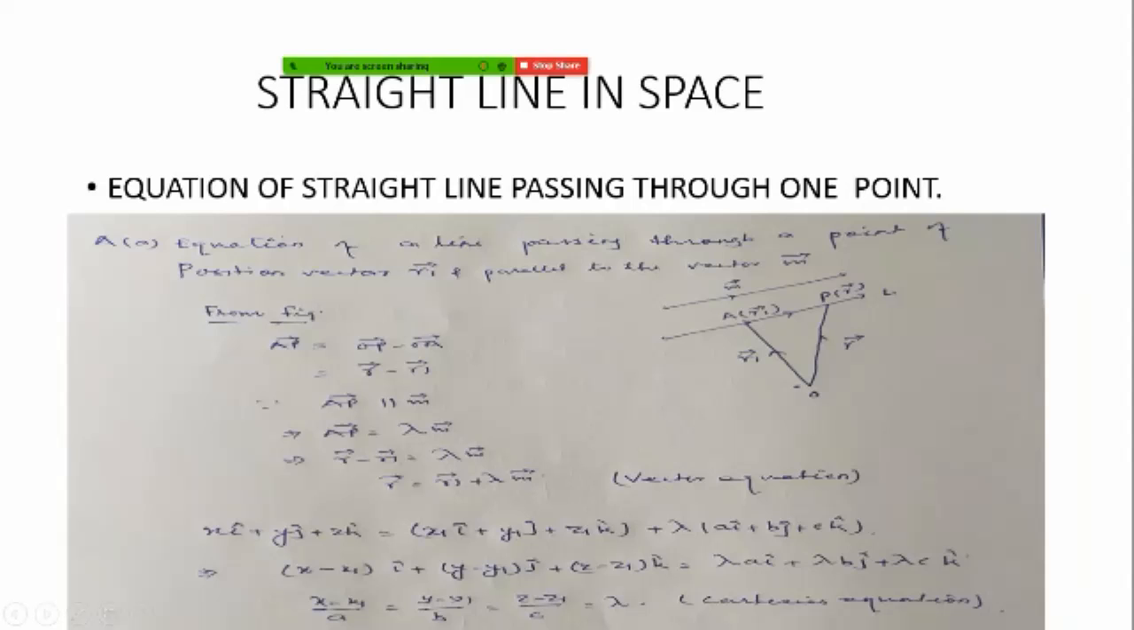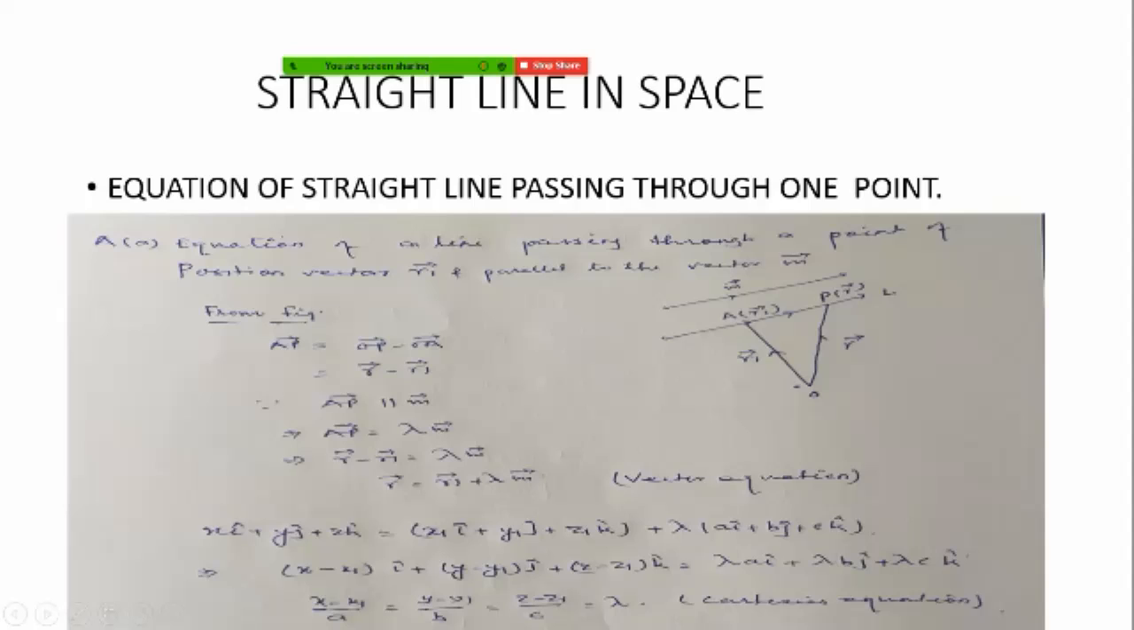So AP is parallel to the vector m. If two vectors are parallel, then obviously they are related by a scalar quantity. So AP equals lambda m. Now we substitute the mathematical expressions for vector AP and vector m. That means r minus r1 equals lambda vector m, and we can write in the standard form vector r equals r1 plus lambda vector m. This is the vector equation of the straight line passing through a point.